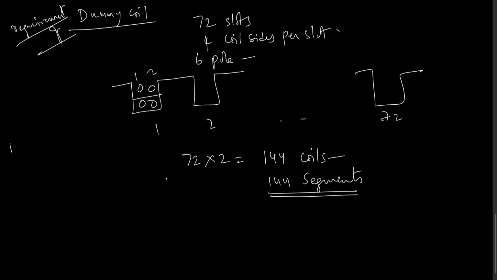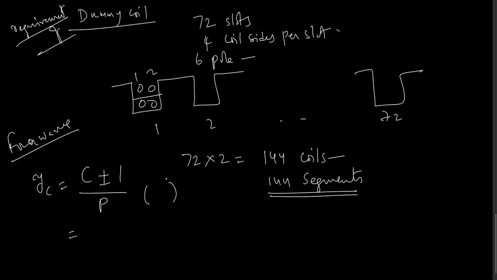for a wave winding, what we have is Yc equals C plus or minus 1 by P, for simplex winding. So if I take the number of coils as 144, then it would become a fraction. If C is 144, then Yc becomes a fraction, which is not possible. Wave winding is not possible.